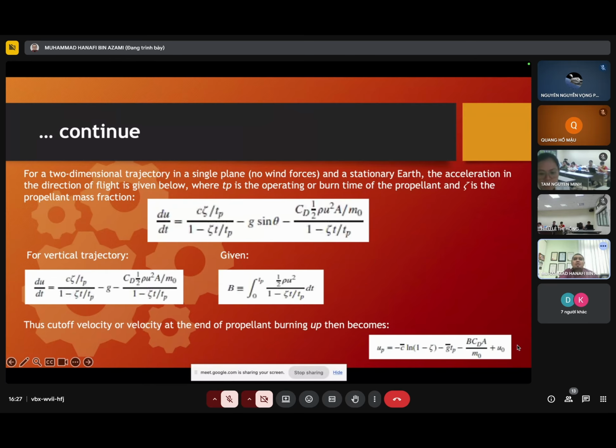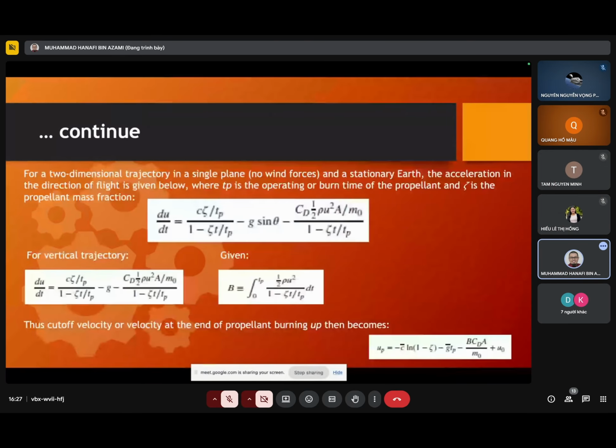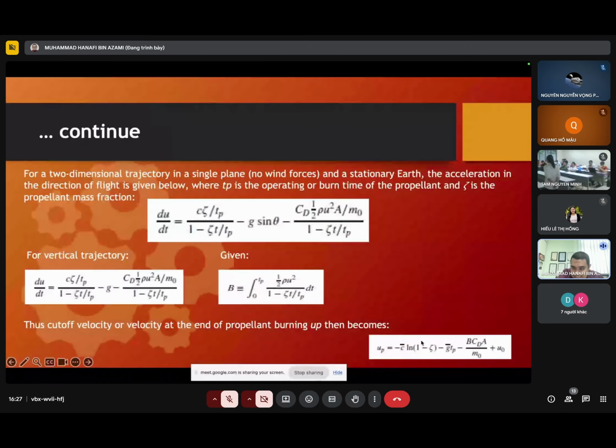When aerodynamic forces within the atmosphere may be neglected, you have this one. This is the full general term: negative c, and so on, with the B, cd, A terms. This is the full general term.